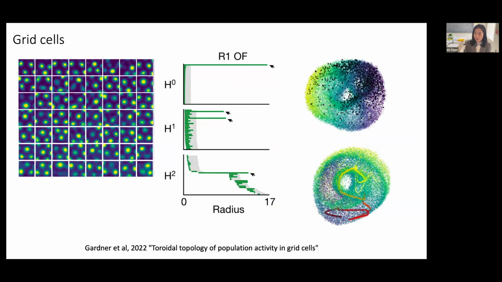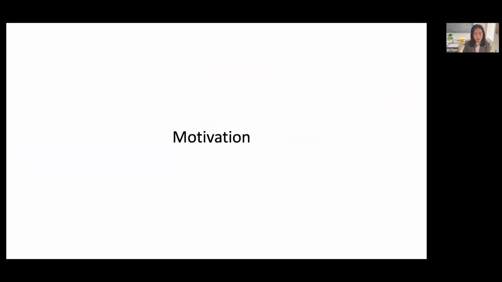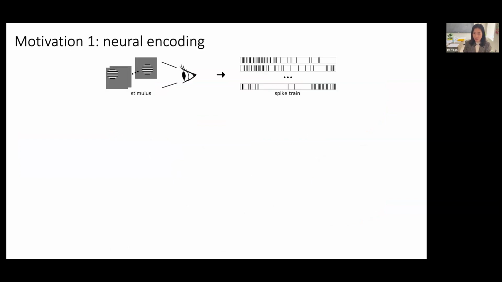So those were some of my favorite examples in the brain or the neural systems that have topological features. So let's get to the main topic of the talk, which is how do I compare neural encodings that might occur in multiple different systems? So the motivation here comes from, again, some neuroscience experiments. So let me illustrate what these experiments look like in cartoons.